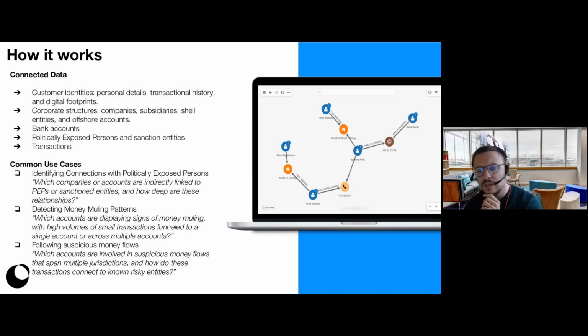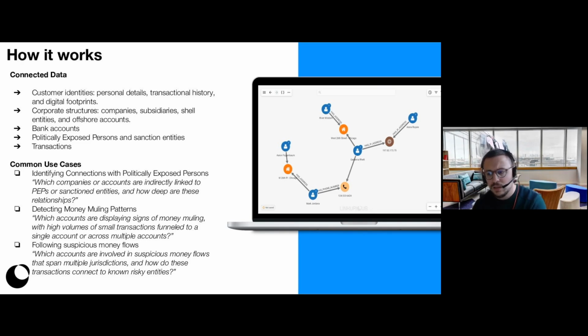So the data here is very similar, I would say, to the fraud investigation, in the sense that it relies on customer identities, personal details, transactional history, and digital footprint, corporate structures such as companies, subsidiaries, shell entities, and offshore accounts. If you're looking into, for example, sanction evasion, politically exposed persons, and their relationship to, for example, offshore accounts, shell companies, this is very important. And of course, also transactions to follow the money flows, a follow-the-money investigation through graphs.